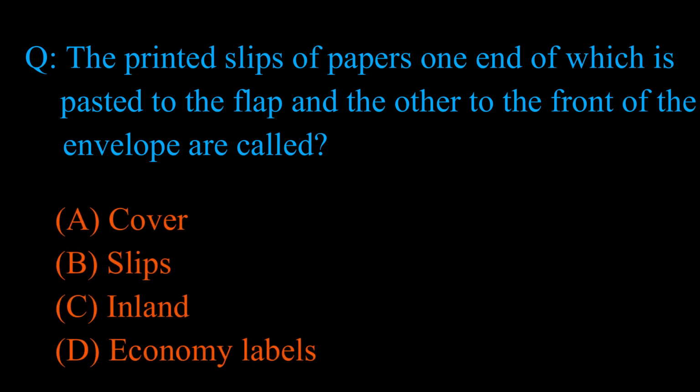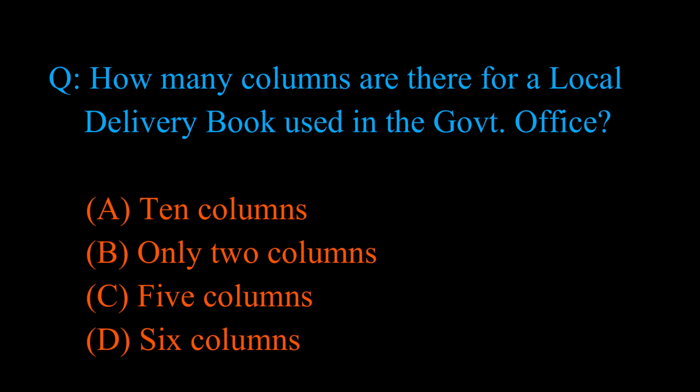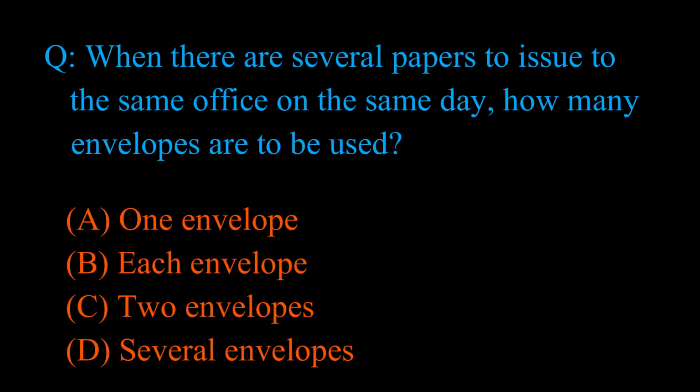The printed slips of paper, one end of which is pasted to the flap and the other to the front of the envelope, are called D. Economy labels. How many columns are there for a local delivery book used in the government office? D. 6 columns. When there are several papers to issue to the same office on the same day, how many envelopes are to be used? A. 1 envelope.